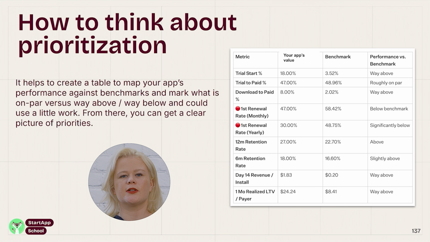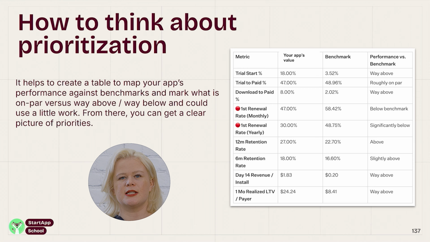So now let's talk about how to think about prioritization. Once you've pulled together the benchmarks from the RevenueCat Health Check calculator, it helps to create a table like the one in the image and lay out which metrics are performing really well, versus ones that are doing okay but could do with a bit of improvement, versus where there's massive gaps in your strategy.